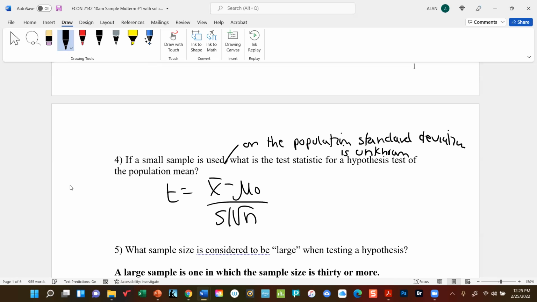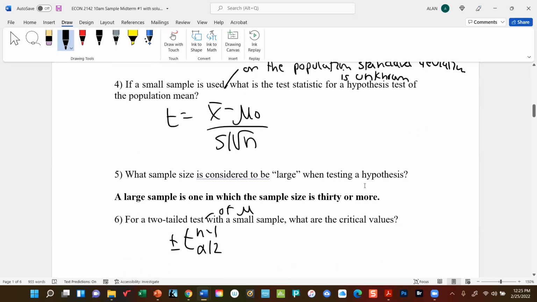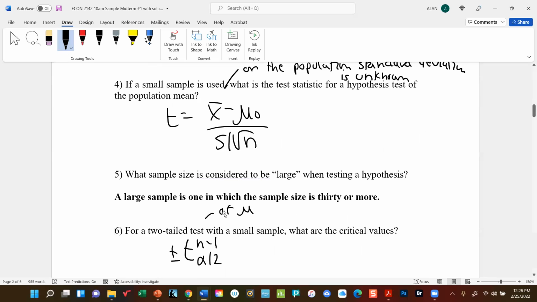The whole point of the question is just to have you write down the test statistic when we're using the t-distribution. Okay. All right, 5. What size is considered to be large when testing a hypothesis? You might remember from the central limit theorem in stats 1 that the cutoff point between large and small is 30. All right, so a sample of 30 or more is defined as large.